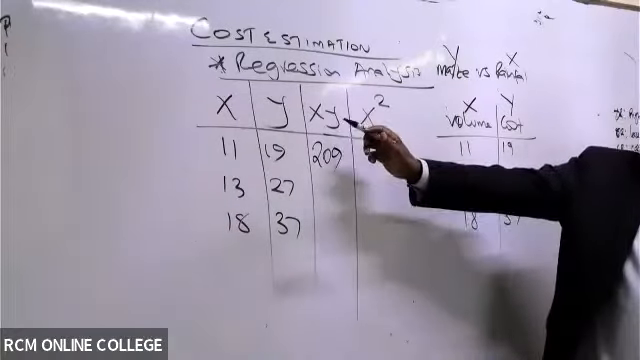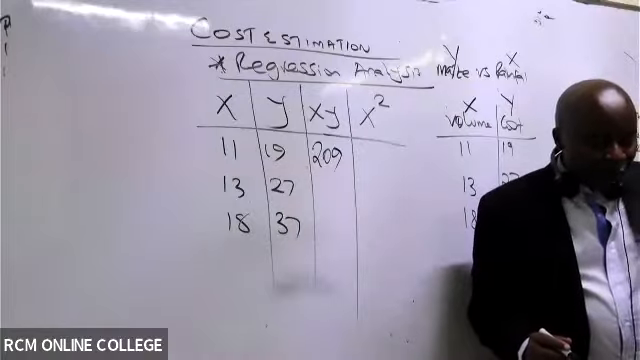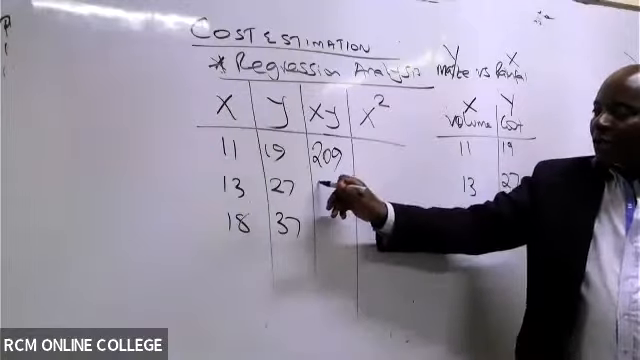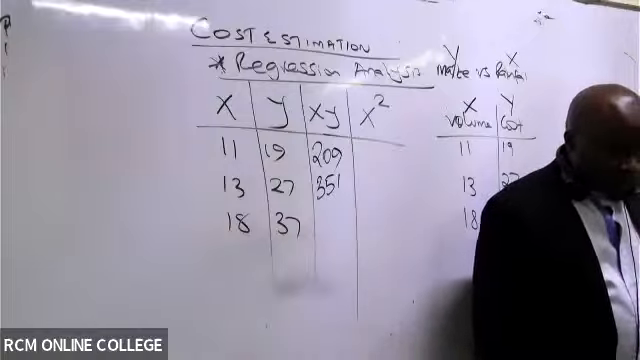So we are multiplying X times Y. 13 times 27 is 351.